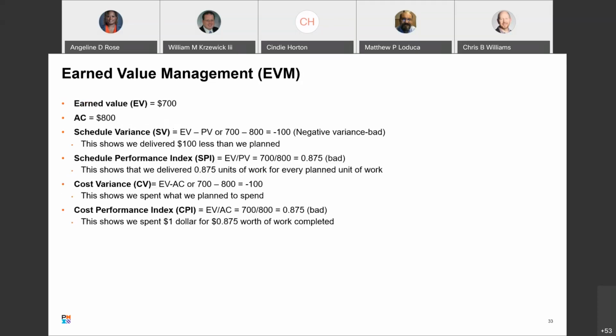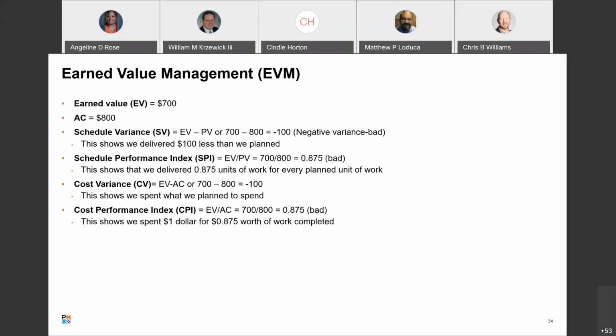All right, let's take another look at this. Still week 2. So we know our earned value is only 700. We know our actual cost is 800. So let's look at schedule variance. EV, earned value, minus planned value. 700 minus 800, that's a negative 100. Like it says, negative variance is bad. This shows we delivered $100 less than we planned in earned value.